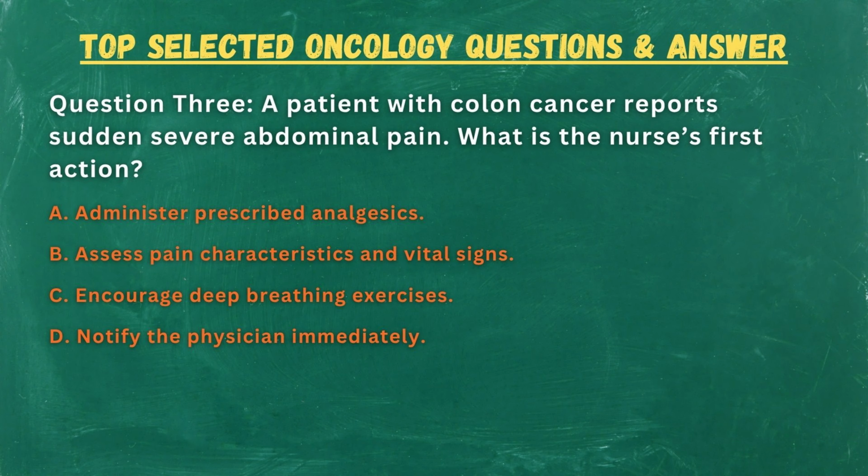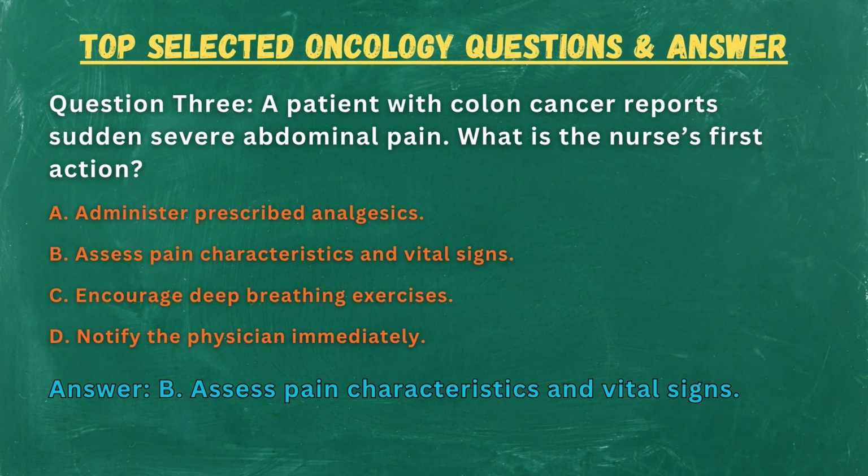Question 3. A patient with colon cancer reports sudden, severe abdominal pain. What is the nurse's first action? A. Administer prescribed analgesics. B. Assess pain characteristics and vital signs. C. Encourage deep breathing exercises. D. Notify the physician immediately. Answer. B. Assess pain characteristics and vital signs.